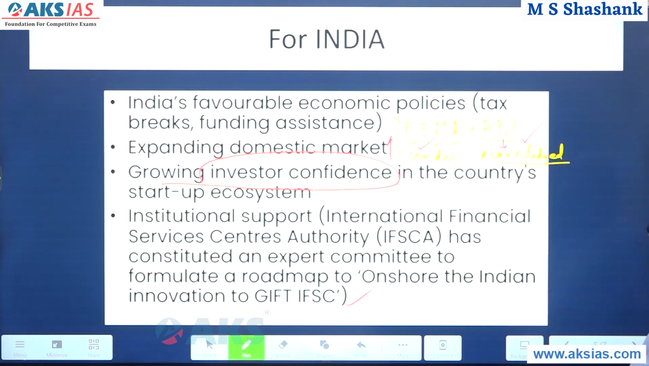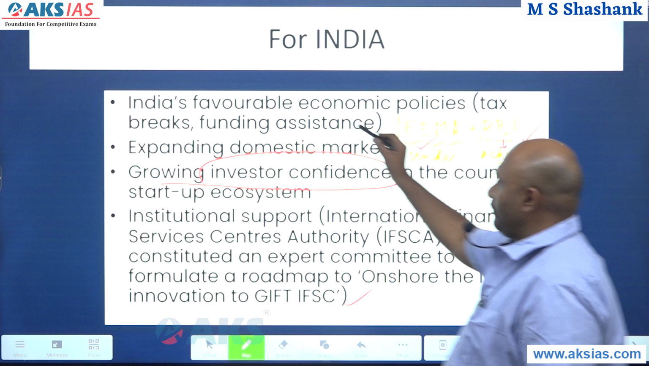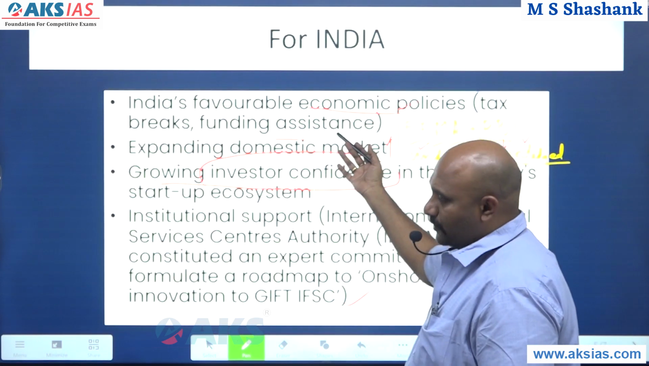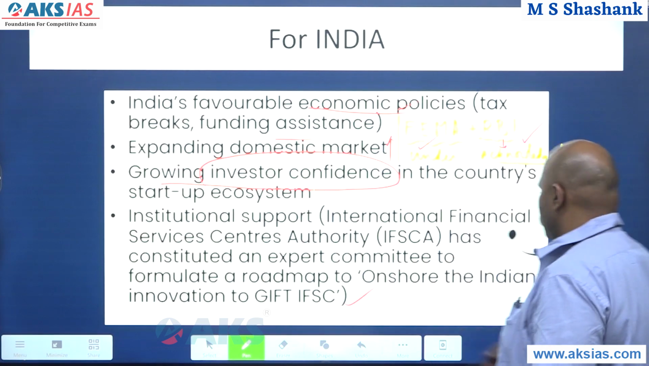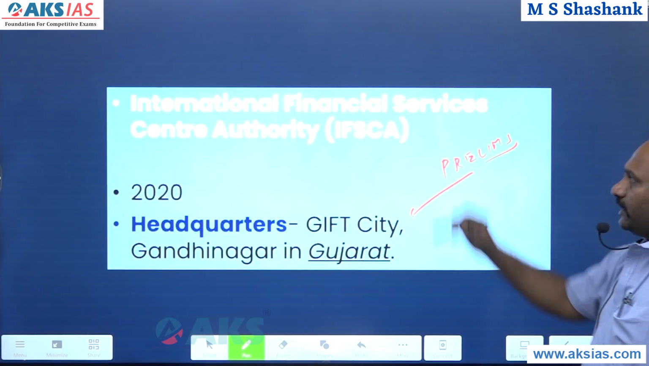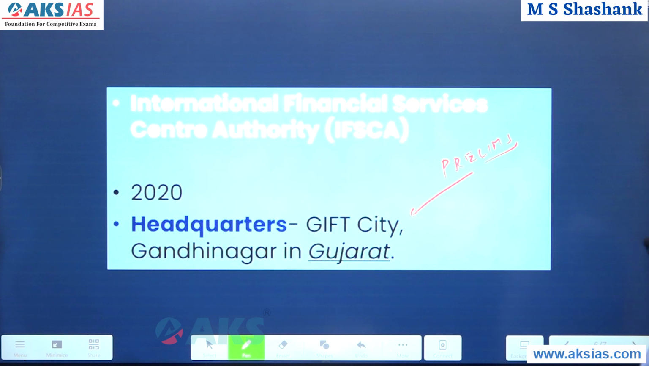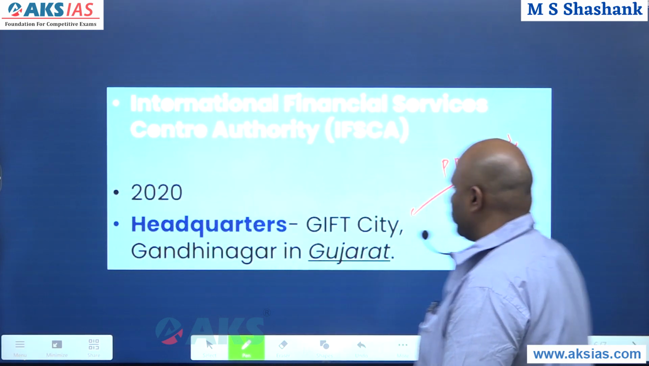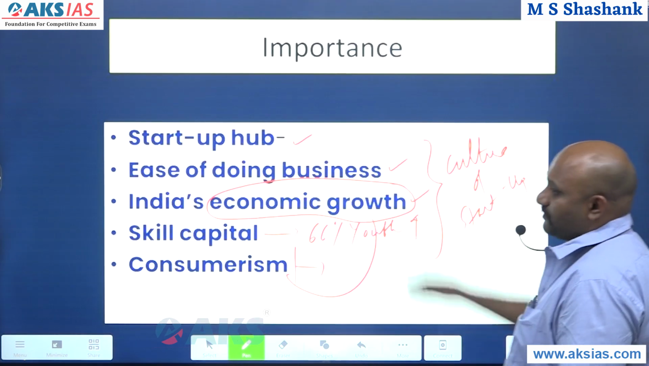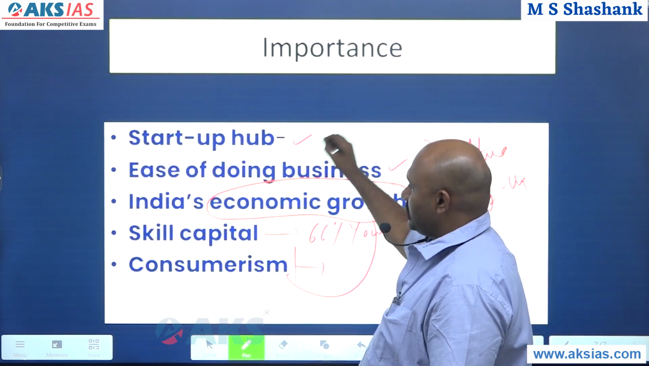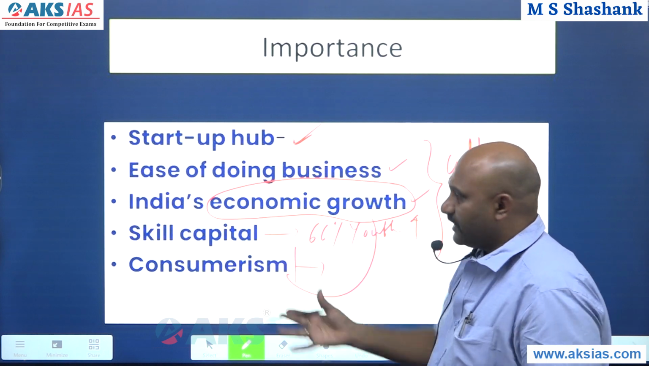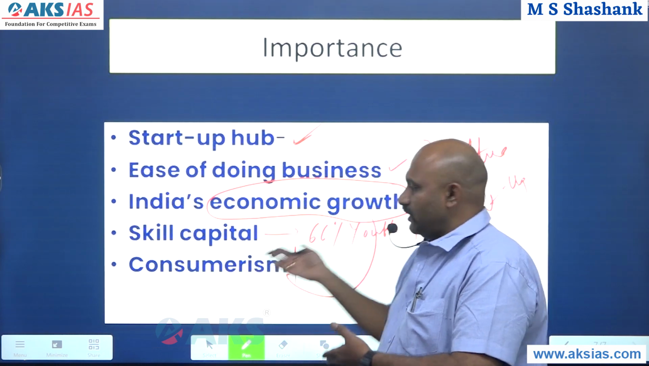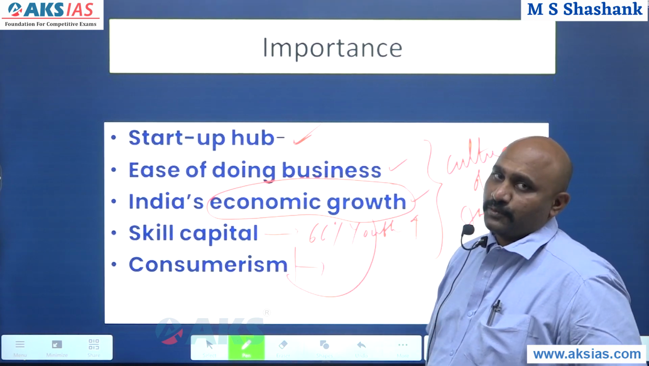It's good because of why it is happening: we have good economic policies, tax breaks, funding assistance, and the domestic market increases. There's a lot of institutional support from the International Financial Services Center Authority, which was established in 2020 and whose headquarters is in Gandhinagar, Gujarat. And finally, how is it useful to us? Startup hub, ease of doing business increases. It's good for India's economic growth, huge skill capital, and finally, a lot of consumers.